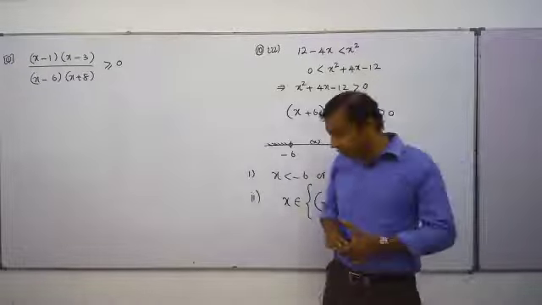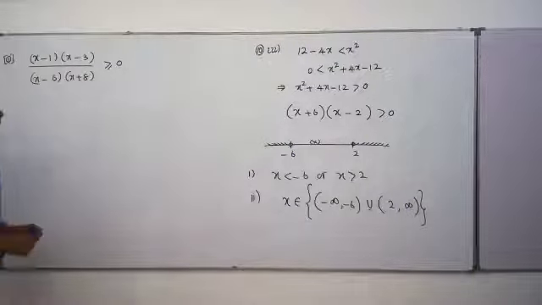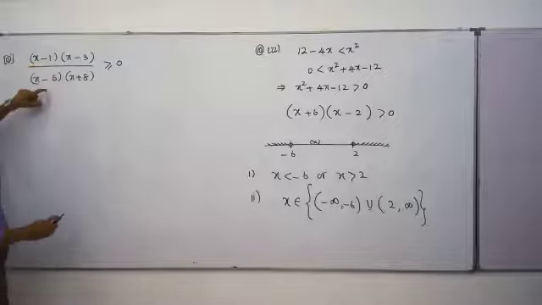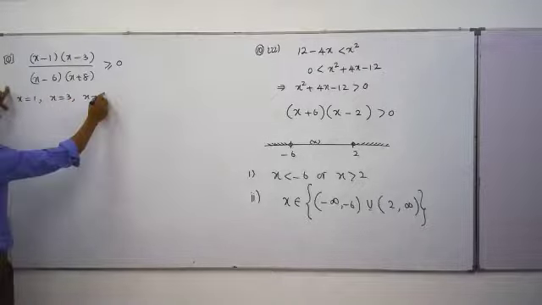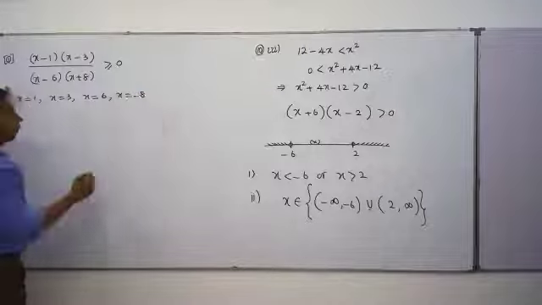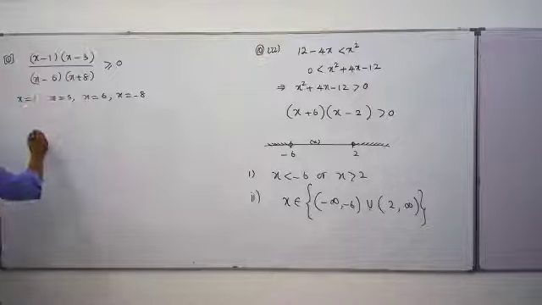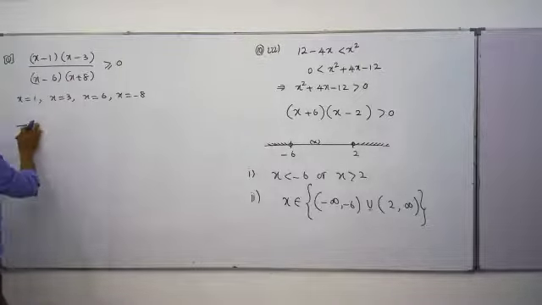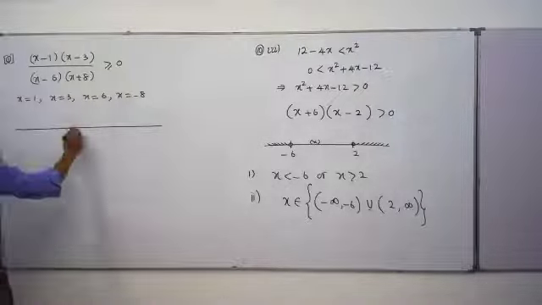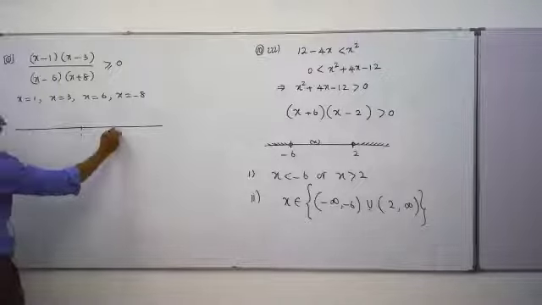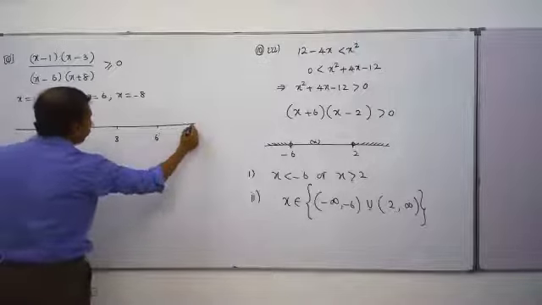In this case also, people, the method is the same as before. Equate each bracket to 0. We get x equals 1, x equals 3, x equals 6, x equals minus 8. Equate each bracket to 0, find the x value. Then mark them on the number line. x equals 1, x equals 3, x equals 6, x equals minus 8.